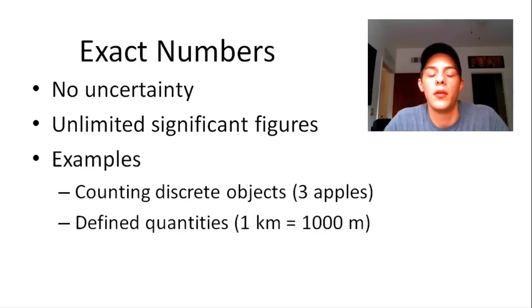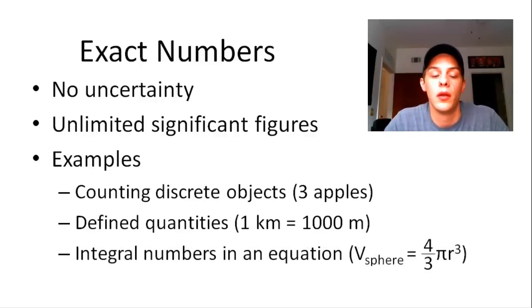Another example of exact numbers is defined quantities. So for instance, the conversion 1 kilometer is equal to 1,000 meters. This is true by definition. This is just something that a human being came up with. So therefore 1 kilometer is exactly 1,000 meters, and these numbers have an unlimited number of significant figures. The third kind of exact number is an integral number within an equation.